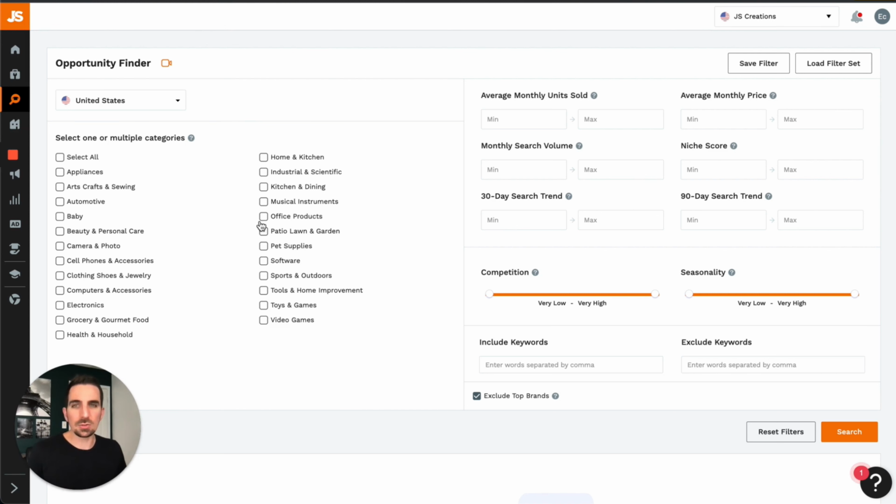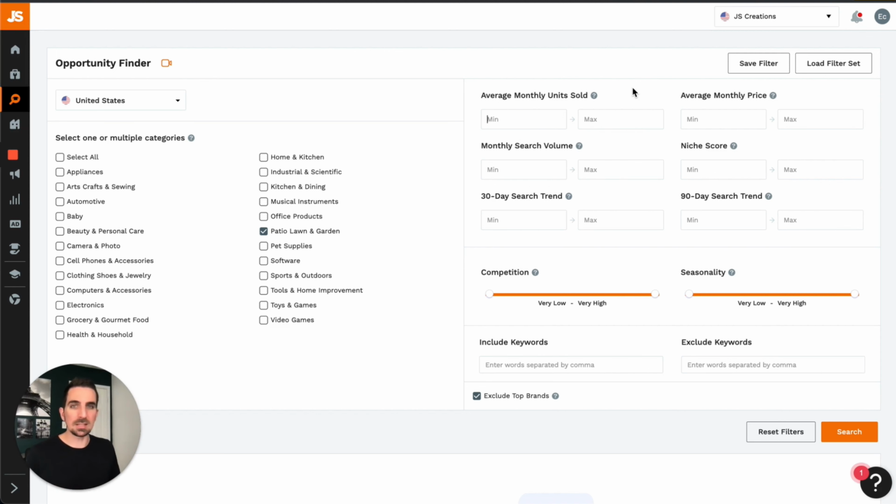So I usually start with just one category rather than choosing multiple ones, but you can mix and match to your heart's content, and the more categories you choose, the more results you'll get. But I'm just going to start out with the patio, lawn, and garden category for this demo. And then on the right here, there are some filters. So the first one is the number of monthly units sold, and this is the prime filter for determining the level of demand for these products.